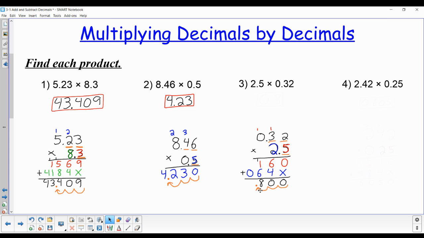Now when I go to write my answer, I do need a 0 placeholder for the ones place, but I do not need zeros at the end. So our answer is actually going to be 8/10.